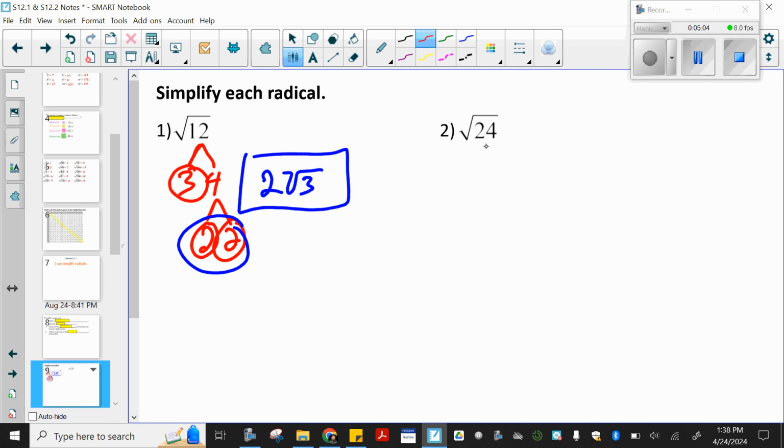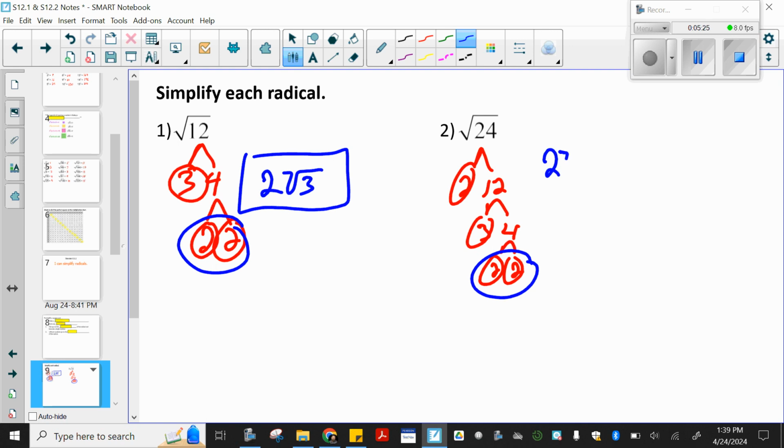2 and 24. 2 and 12. 3 and 4. 2 and 2. Those are all prime. Prime, prime, prime, prime. Here's a pair. We have a 2 and a 3 left over. We have more than 2 2's. We're only going to take 2 of them out. Just like before, that's going to go on the outside.